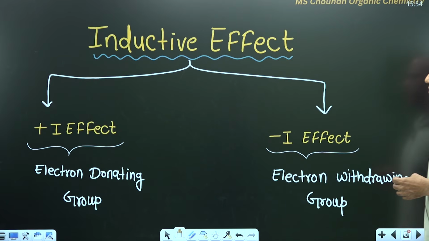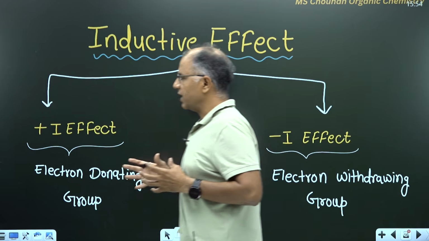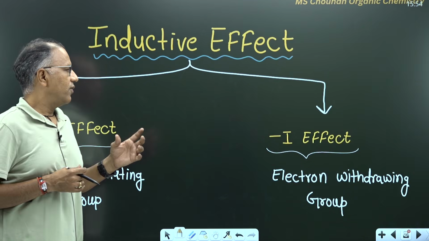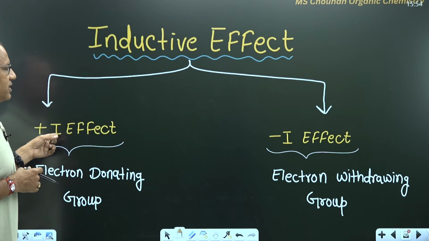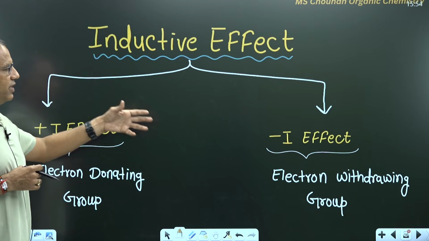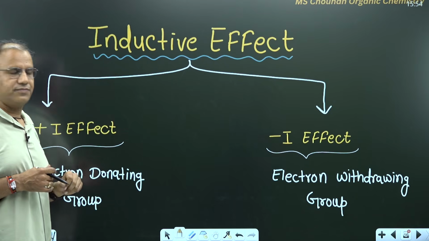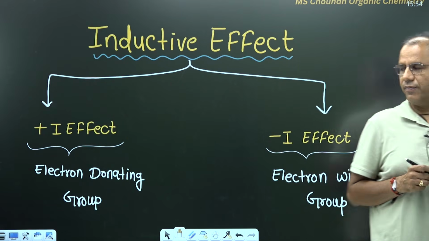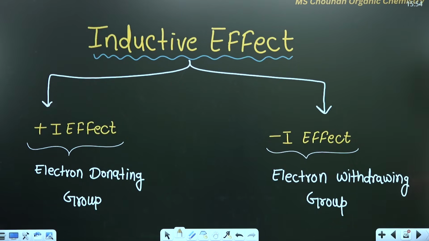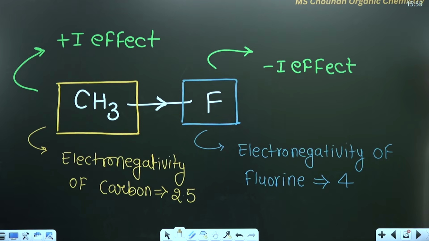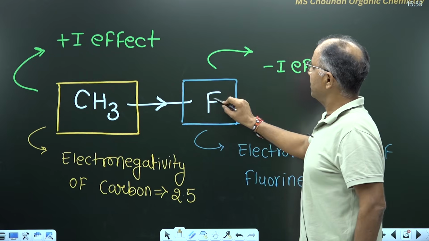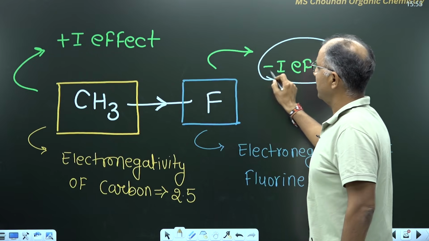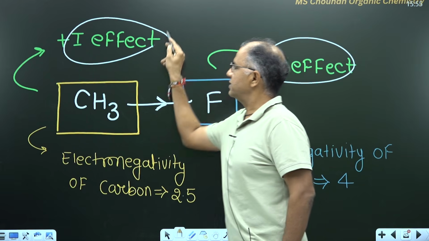Now, inductive effect is classified into 2 categories. I already explained at the start of the lecture. First one is plus I, meaning electron donating, and the second one is minus I, meaning electron withdrawing. Plus I means electron donating by inductive effect, minus I means electron withdrawing by inductive effect. We already discussed this example. Fluorine, in this example, is showing minus I and methyl is showing plus I.